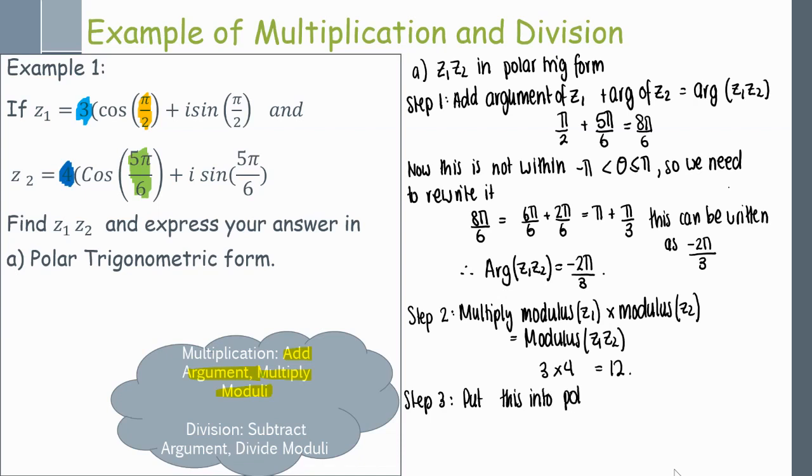So z1 times z2 in polar trig form, the modulus we said was 12, and my theta is minus 2 pi on 3. So z1 z2 is equal to 12 cos minus 2 pi on 3 plus i sine minus 2 pi on 3.